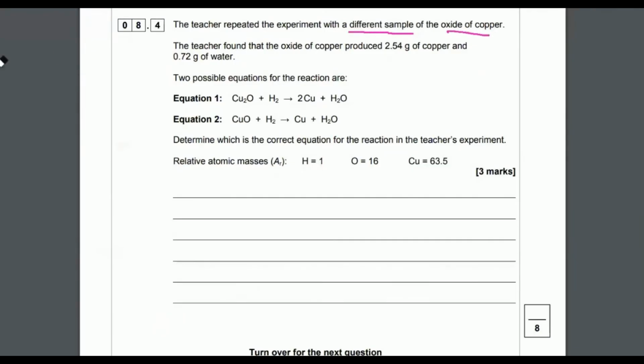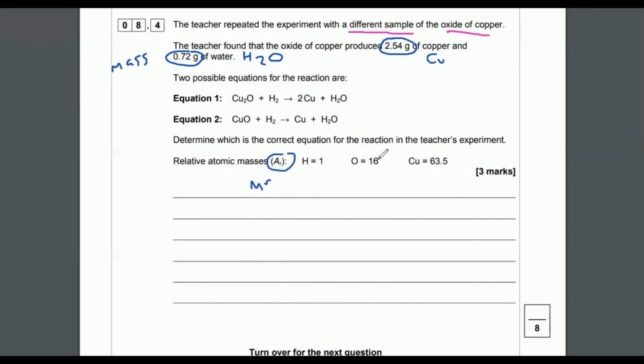Okay, 8.4. The teacher repeated the experiment with a different sample of the oxide of copper. The teacher found that the oxide of copper produced 2.54 grams of copper and 0.72 grams of water, H2O. Two possible equations for the reaction are given; you can see there are two different equations there. And we've been given the relative atomic masses: H is 1, O is 16, copper is 63.5. We've been given the mass, we've been given the Mr. Guess what we've got to use?